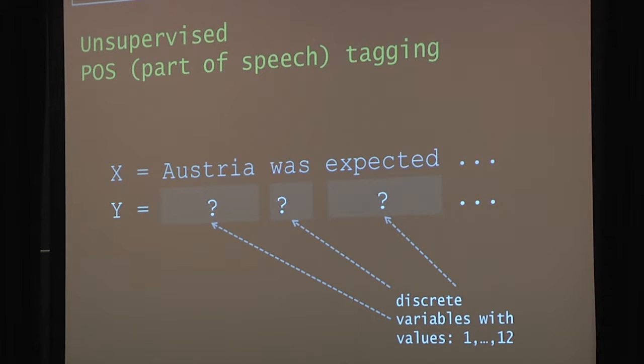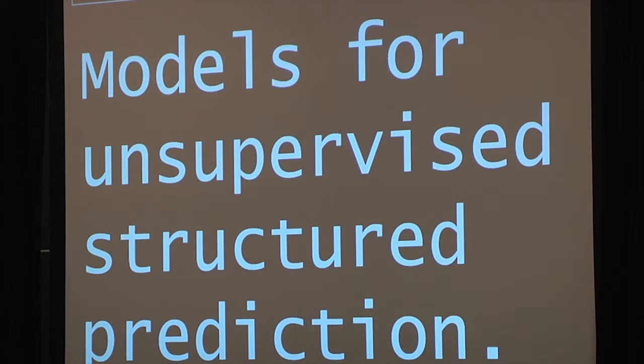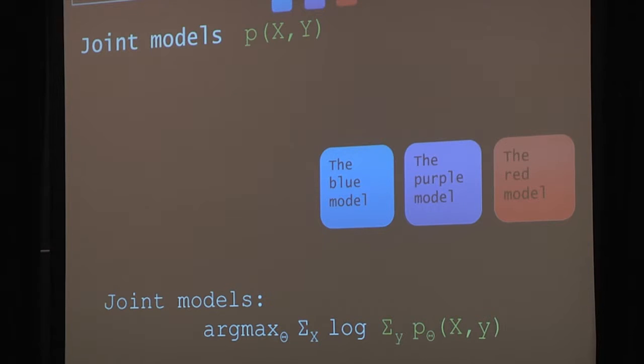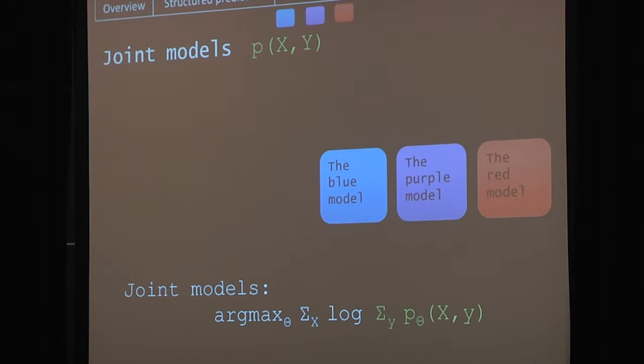And since we're interested in unsupervised learning, the training data will only consist of the X's but not the Y's. So what are some existing solutions to unsupervised structure prediction? The mainstream approach for unsupervised structure prediction is to define a joint model of X and Y and maximize the likelihood of input examples marginalizing out the Y's.